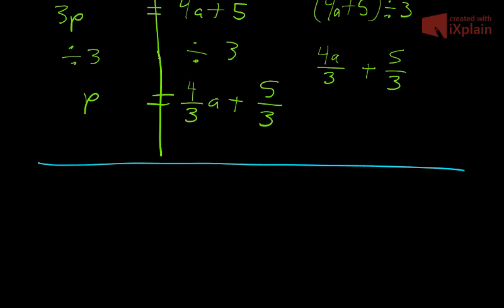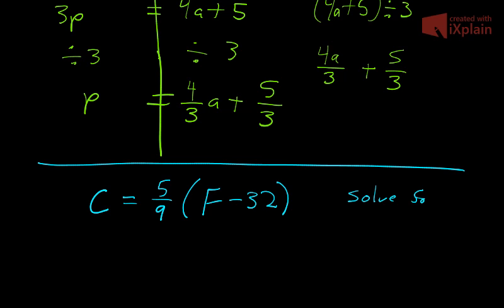So I'm going to say that the temperature in Celsius, which is C, is equal to 5 over 9 times the temperature in Fahrenheit, which is F, minus 32. So if I'm given a temperature in Fahrenheit, I can plug it in for F, do the math, and end up with the Celsius temperature. But I want to be able to do it the other way around. So I'm going to solve for F.